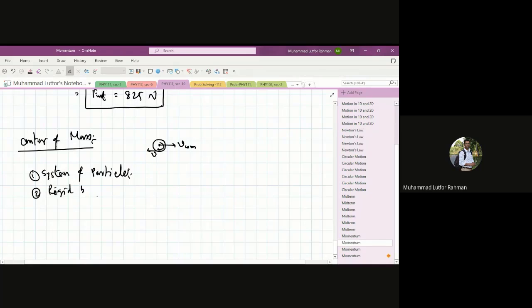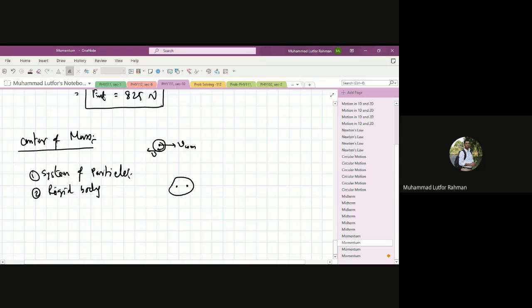Rigid body, or any shape of object, actually. We define a rigid body if the point masses inside the object are fixed. So that means I can define it that way. This is an arbitrary shape of object, and I have two point masses inside it.